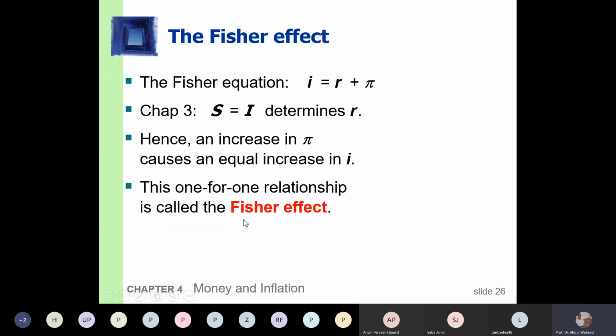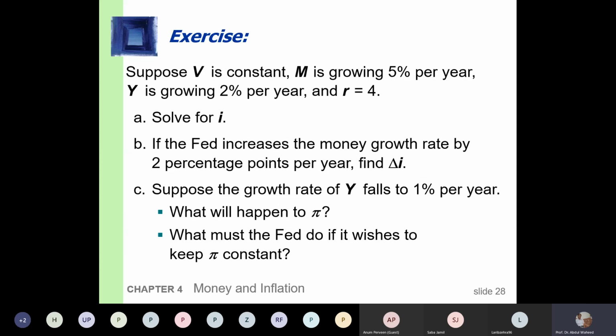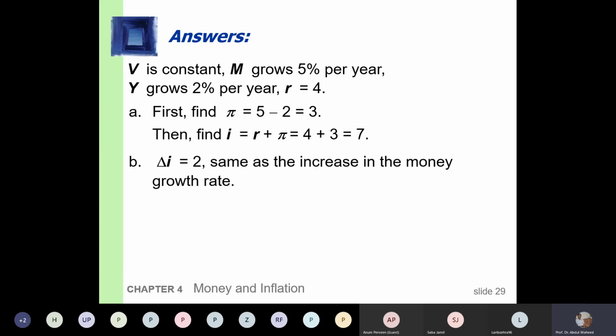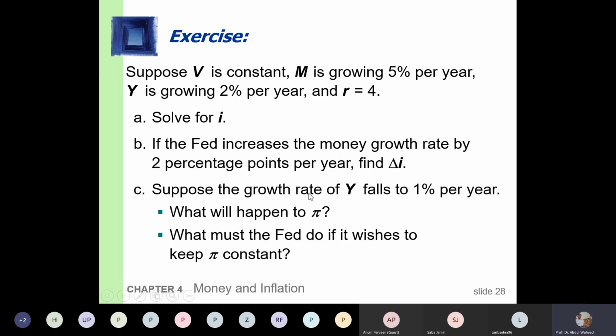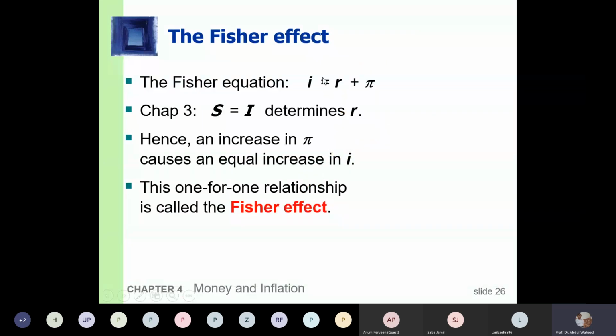Okay. You can look at here. Fisher effect, na? When money supply growth rate increases, inflation rate will also increase, and then nominal interest rate will also increase. I will show you here the answer. This will also be 2%, same as increase in money growth rate, because when your money supply growth rate increases, it will not affect the real interest rate. It will directly affect the nominal interest rate. No? This is the Fisher equation.